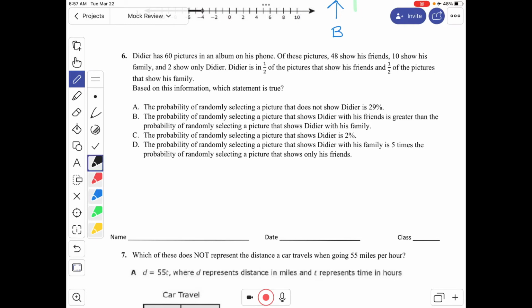Well, first of all, let's get rid of these fractions. It says Didier is in half of the pictures that show his friends. So half of the 48 would be 24. And then it says he's in half of the pictures that show his family. Well, half of the family pictures are 10. Half of 10 is 5.